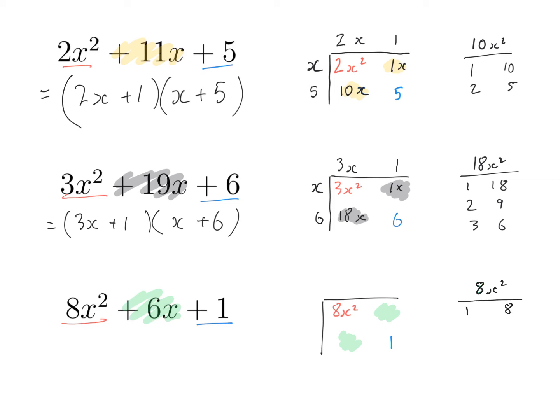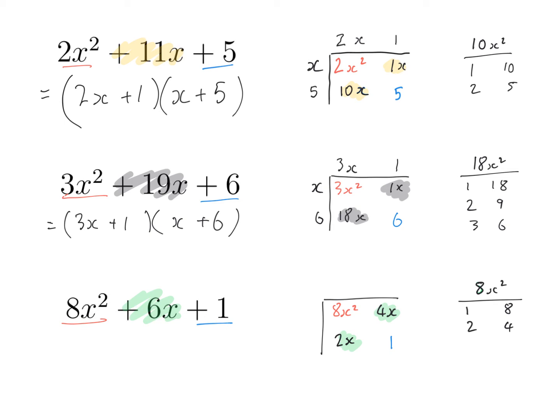List your factors. 2 and 4. 3 doesn't work and 4 is already there, so I've listed all my factors. 1 and 8 will not add up to give me 6. 2 and 4 will add up to give me 6. So I am going to have 2 x's and 4 x's. Again, these two boxes could be the other way around if I so wished.